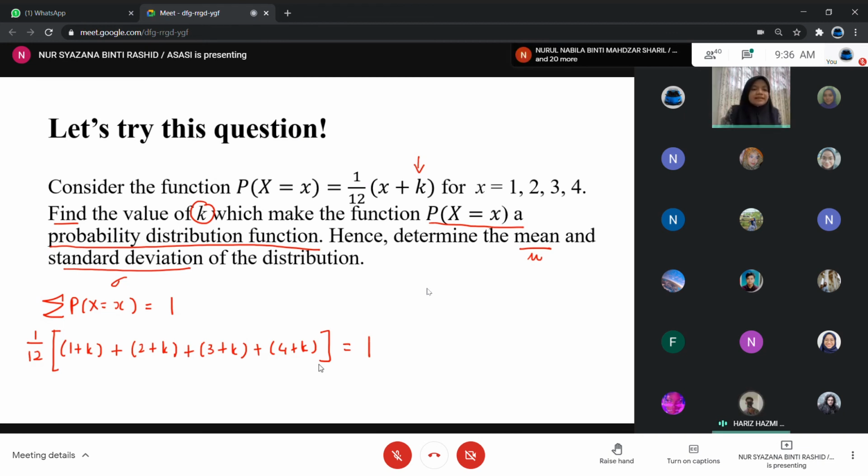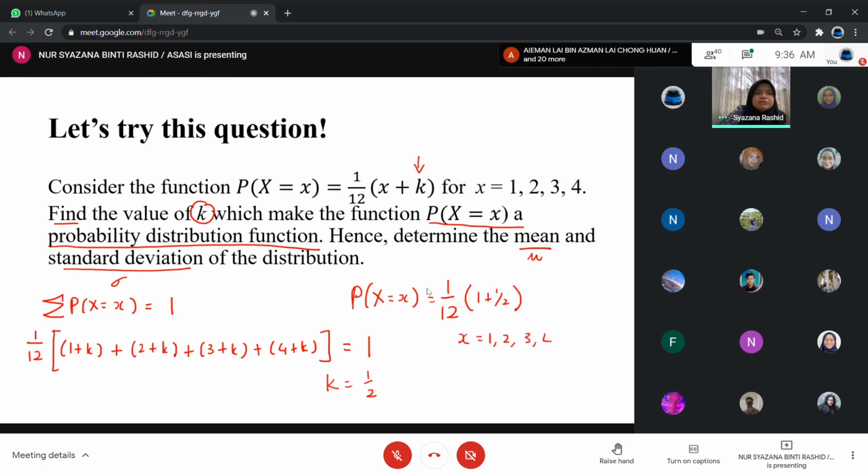Satu per dua. Yes, K is equals to half. Okay, everyone should get this value. K is equals to half. So now barulah you ada complete function. Okay, it take the value 1, 2, 3, 4. Barulah boleh construct table.